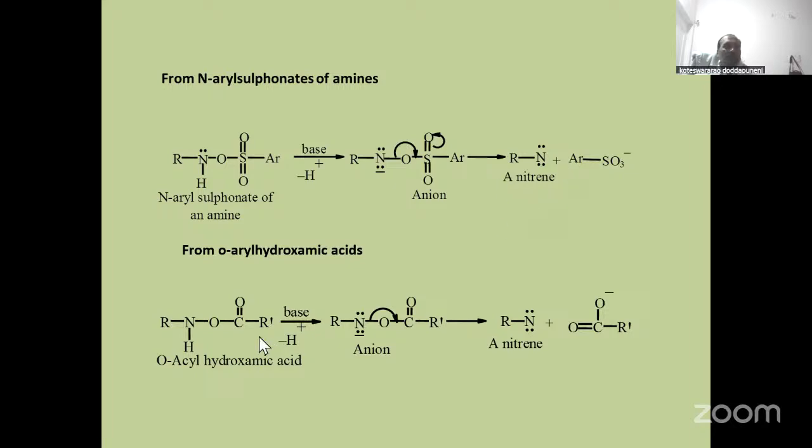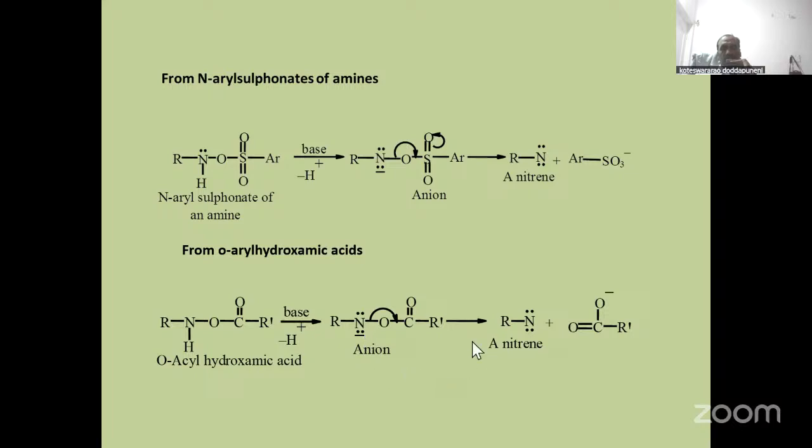From aryl hydroxamic acid. This is the acyl hydroxamic acid, right? Yeah, this R group may sometimes be an aryl group. We can treat it as an aryl hydroxamic acid, which is treated with base again. It leads to formation of a negative charge on the nitrogen.